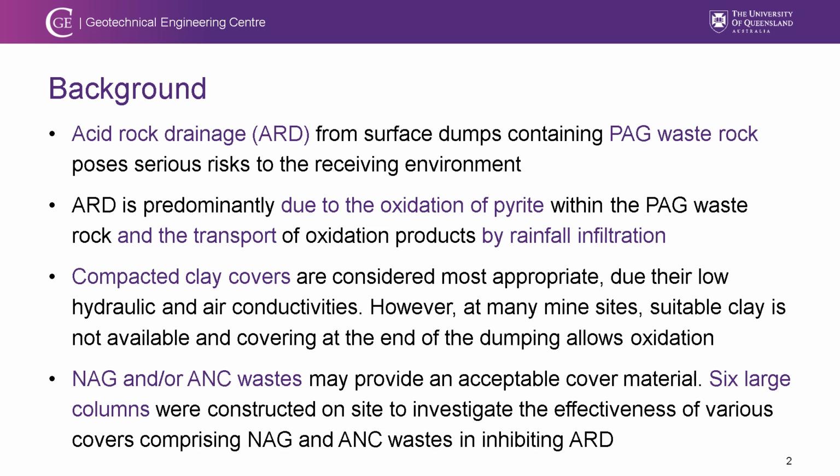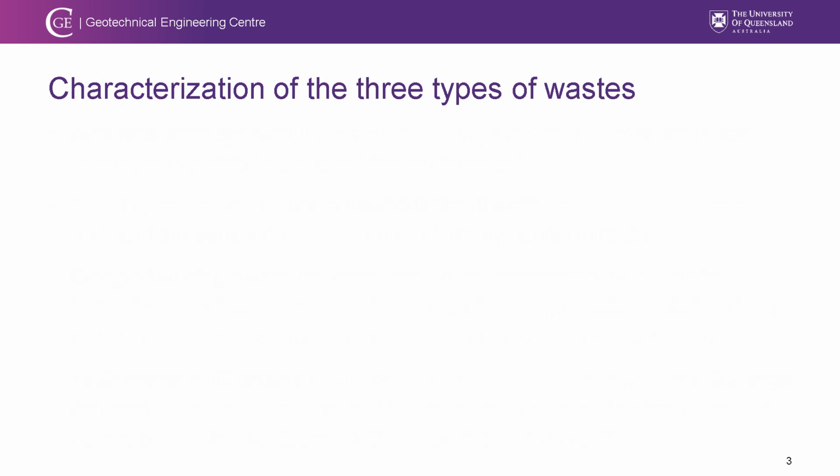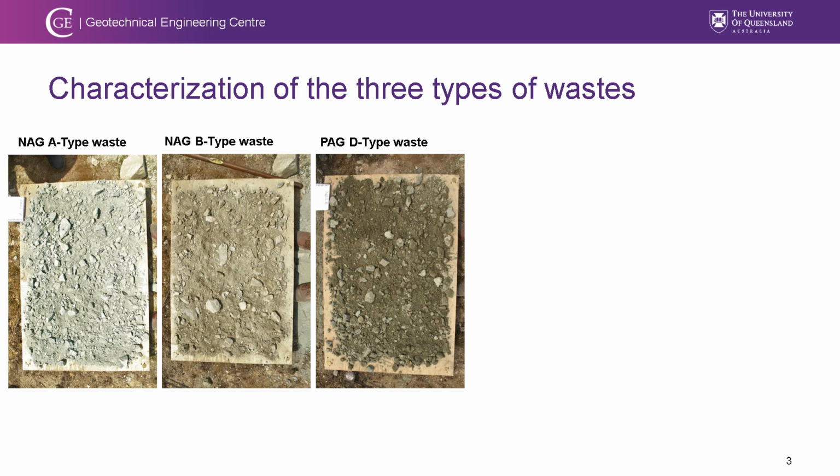For that purpose, we set up 6 large columns to investigate the effectiveness of various coverings comprising non-acid generating or acid neutralization waste in inhibiting ARD. In terms of the 3 types of waste available on site, there are A-type wastes and B-type wastes. Both of them are considered as non-acid generating. We also have the D-type waste that is potentially acid generating.